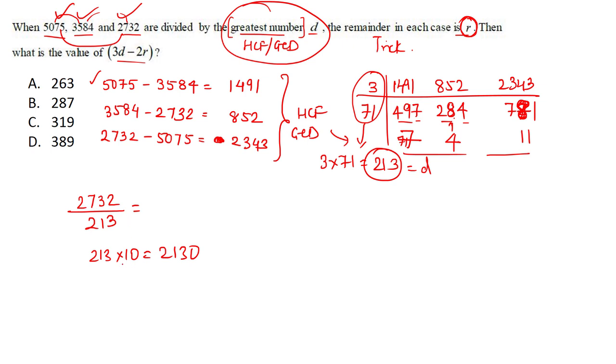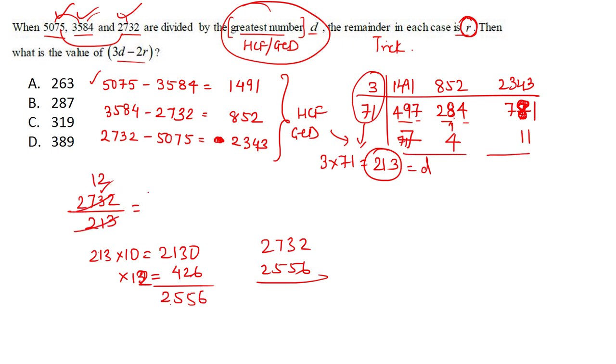So we can try 213 into 13, but even if it is 213 into 13, it is 639, which goes above this 2732. So it must be 213 into 12. Let's try out 2130 and 12. 213 into 2 is 426, so I'll add 426 over here: 6, 3 plus 2 is 5, 2. And I have to subtract it from 2732. 213 12s are 2556.